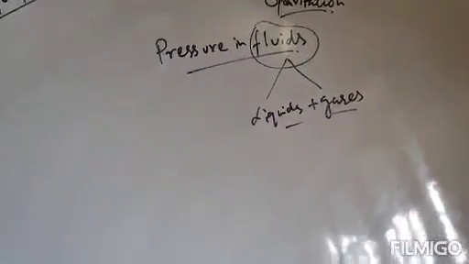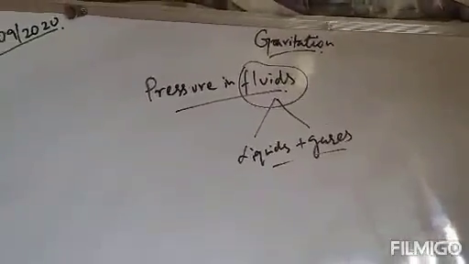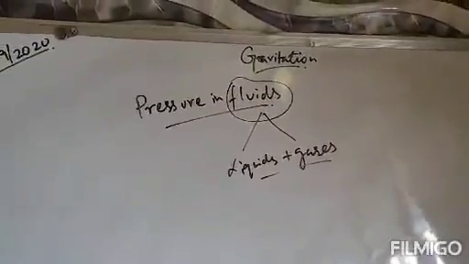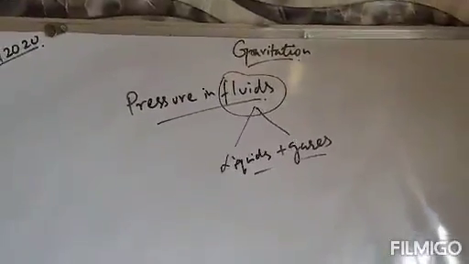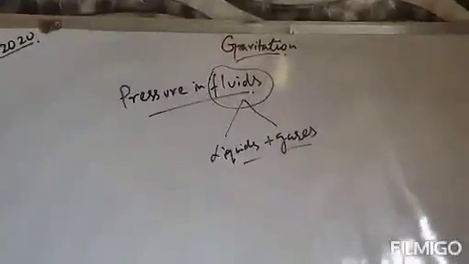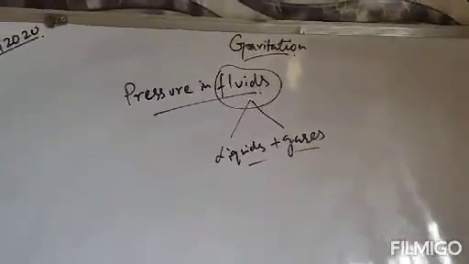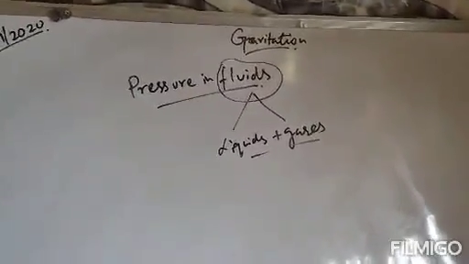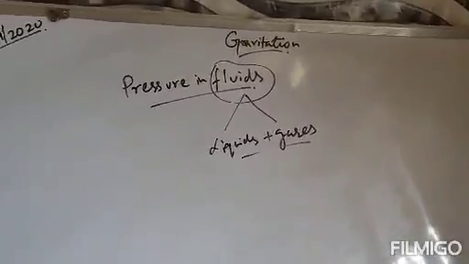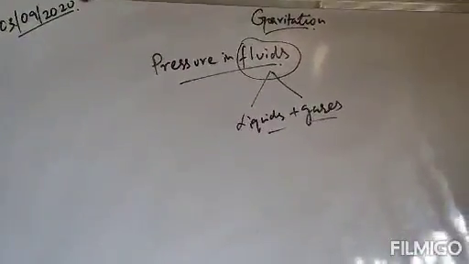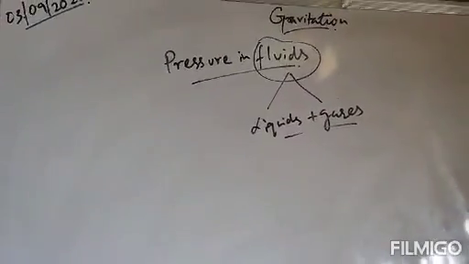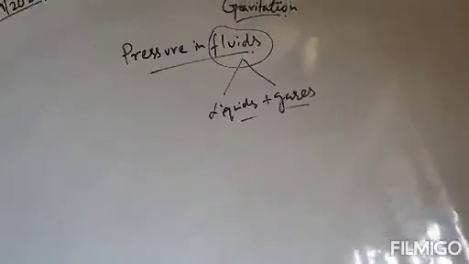Now we know that there are three states of matter. One is solid, one is liquid, and another one is gas. Now solids exert pressure on the surface due to their weight. Like solids, liquids and gases also exert pressure, and the reason is that they exert pressure due to their weight. Due to the weight of the fluid, it also exerts pressure like solids.